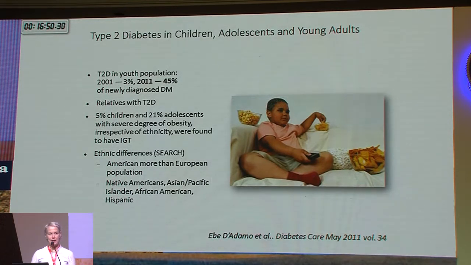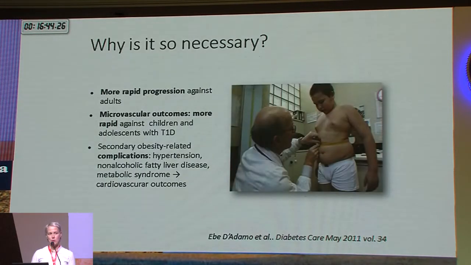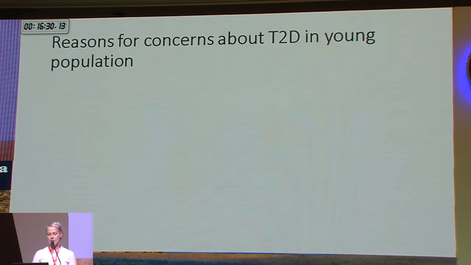But the main thing here is there are a lot of genetic differences in these patients. And if you are talking about type 2 in childhood, adolescence, and young adulthood, we need to remember that microvascular outcomes are more rapid and aggressive here. So we need to put our attention to prevention of complications of diabetes.